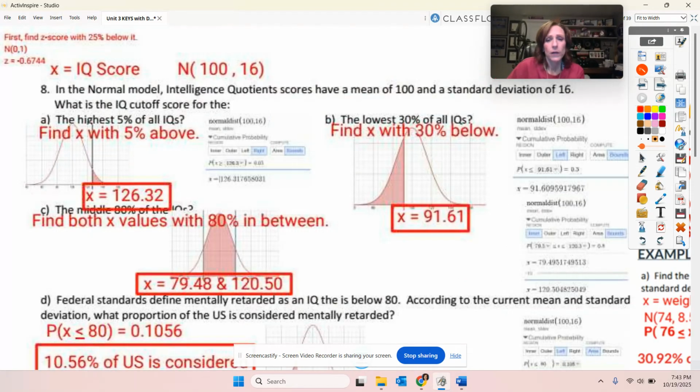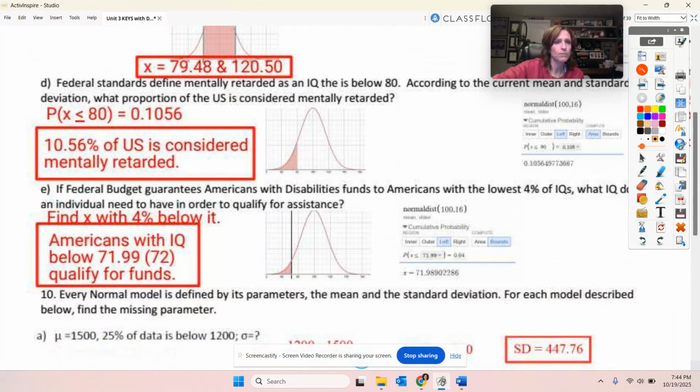Next, we were talking IQ scores. So X was the IQ score. I defined it as a normal model with a mean of 100, standard deviation 16. So A, find X with 5% above, and the answer is 126.32. B, find X with the 30% below, 91.61. And find X with the 80% in between. Okay, so there you go.